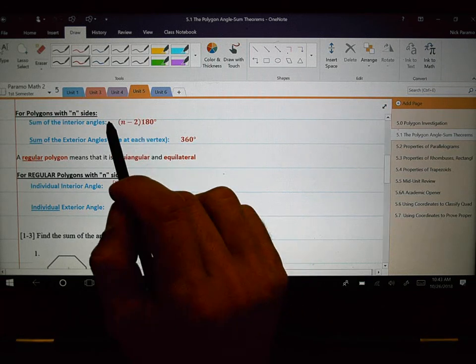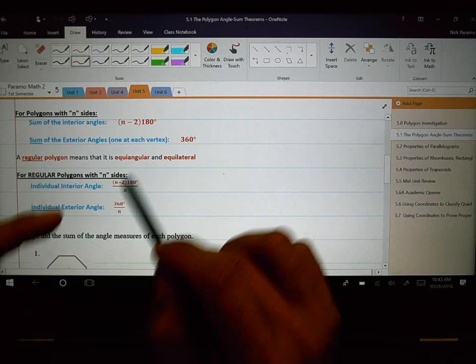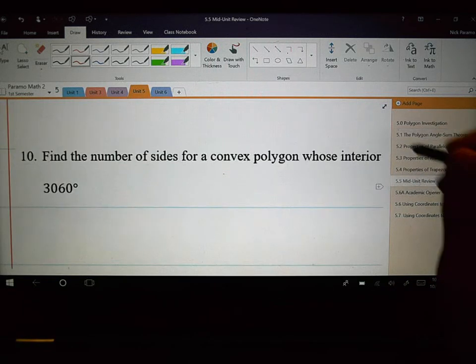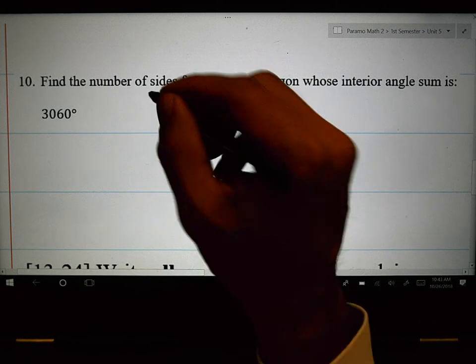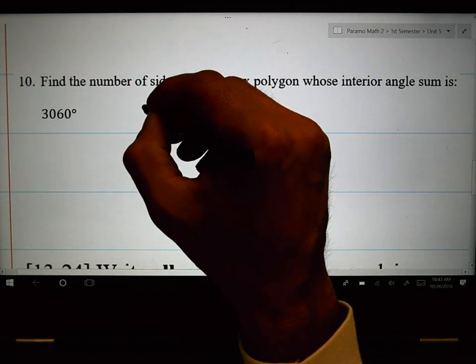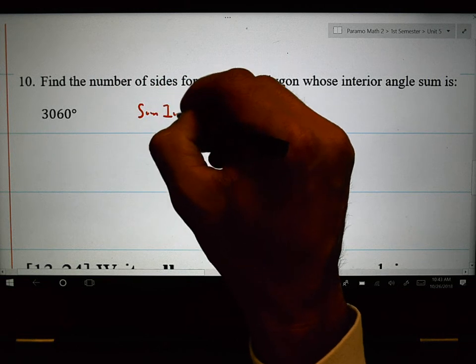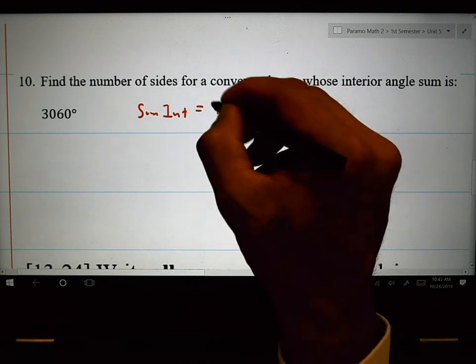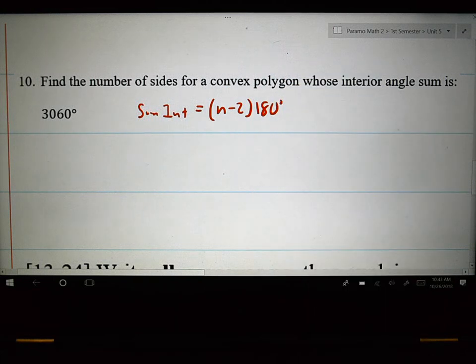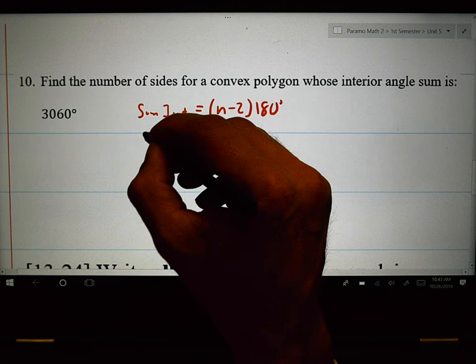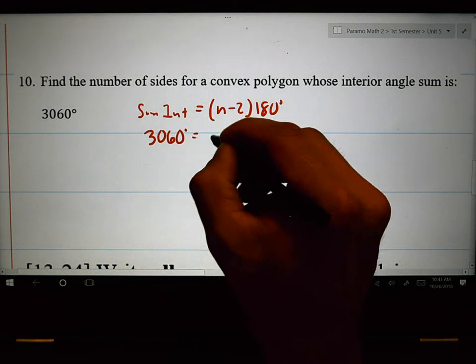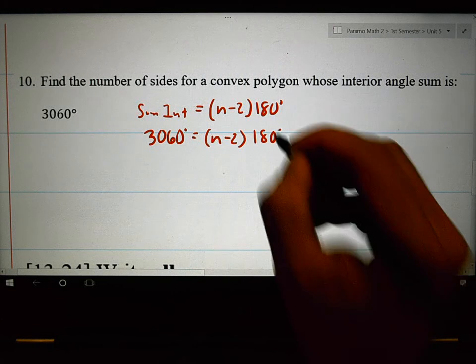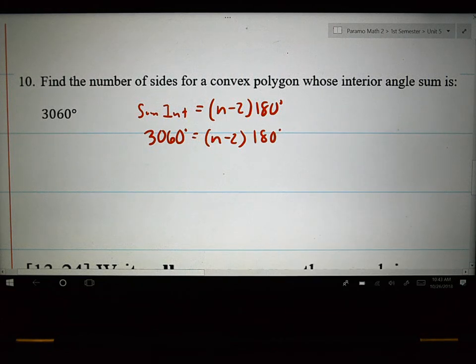This is equal to the sum of the interior angles. I'm going to ignore the other stuff at this point. So when I go over to this problem, I have to know that the sum of the interior angles is equal to n minus 2 times 180. Well, what if that sum is 3060 degrees? Could we find the number of sides? Yes, you can. You just set it equal to that formula that we had, and it was in 5.1's notes.